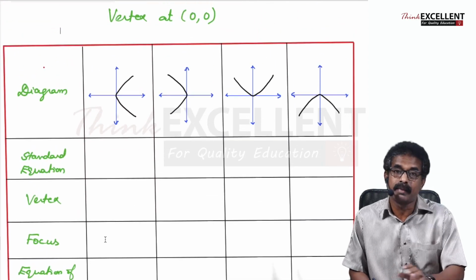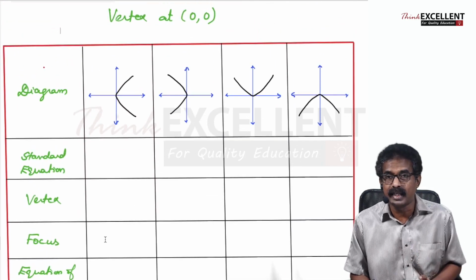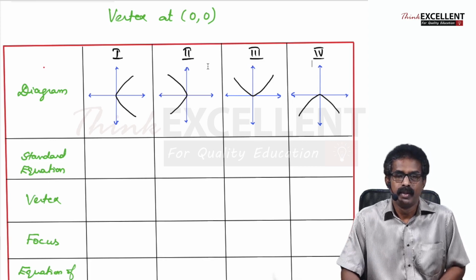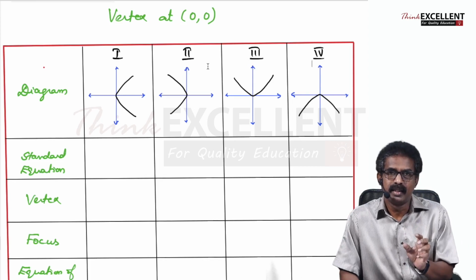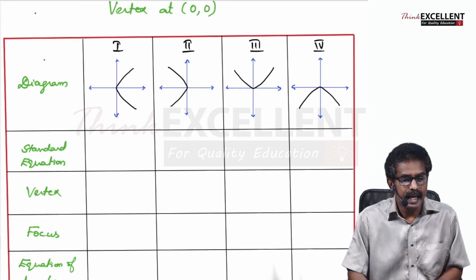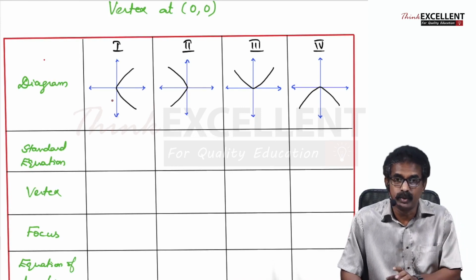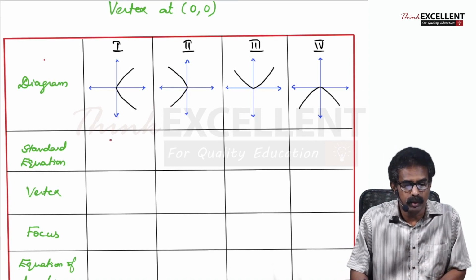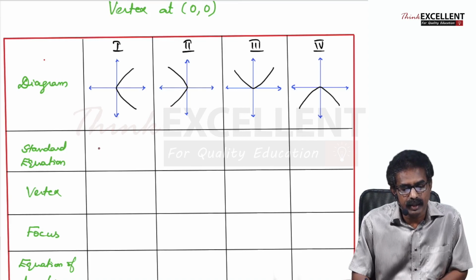You know there are 4 types of parabola. You compare and study, it will be easy for you. So this is the first type of parabola, the second type, the third type, and the 4th type. First we are going to write the results of the first type only. What's the name of the first one? Open rightward, right? The second one opens left, the third one opens upward, and the 4th one opens downward.